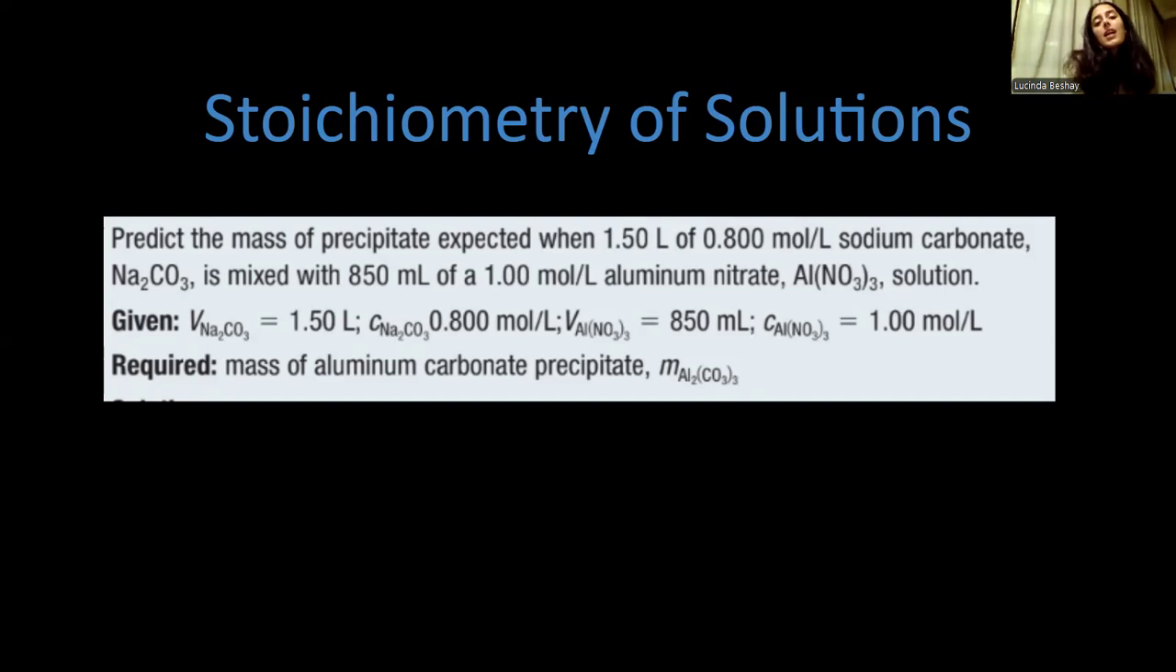So the question is saying predict the mass of precipitate expected when 1.50 liters of 0.8 moles per liter sodium carbonate, Na2CO3, is mixed with 850 milliliters of 1 mole per liter aluminum nitrate. And it's asking me for the required mass of aluminum carbonate precipitate.